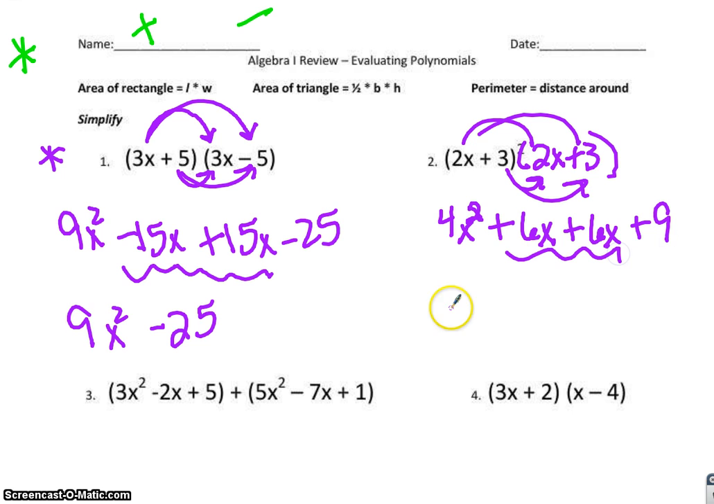The 2 in the middle will combine. Bring down your 4x squared. This becomes plus 12x. Bring down your plus 9.